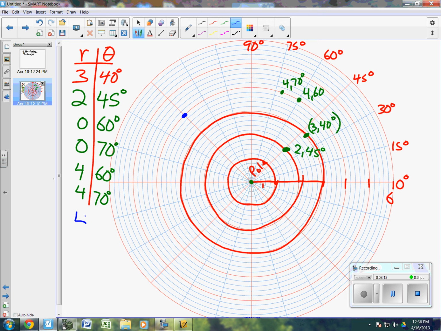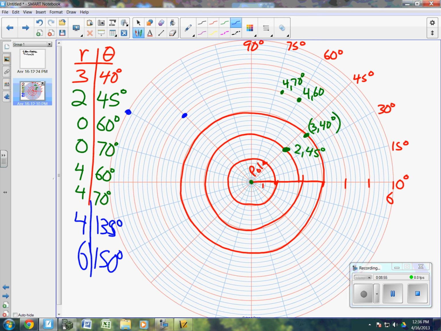It's 4, 135, right? Okay. Tell me what point this one is. 150. If that's 135, this is 15 degrees more, right? Because mine are going up at 15 degrees. So it's 150. I think Eric's got this down.